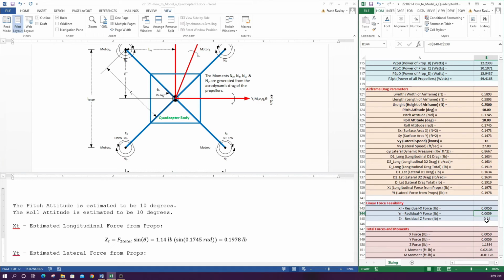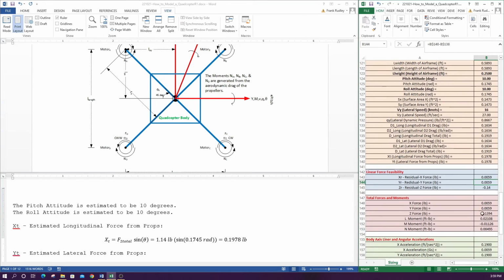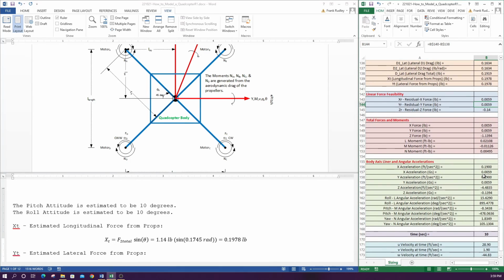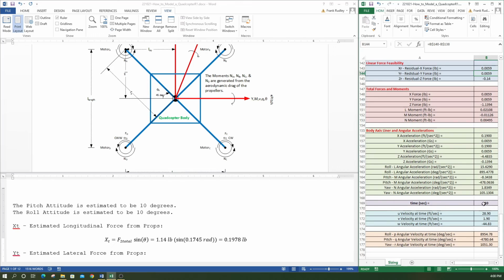We'll have to simulate it a little further and see what it could really do at this point. But this is just a guess, like a back of the envelope type of calculation. So we have our total forces and moments, and our accelerations, X accelerations, and Y and Z accelerations. So we're saying for this case, after 10 seconds, our forward velocity builds up to 28.9 feet per second. So this is like a little integration we're doing in the spreadsheet to compute that.